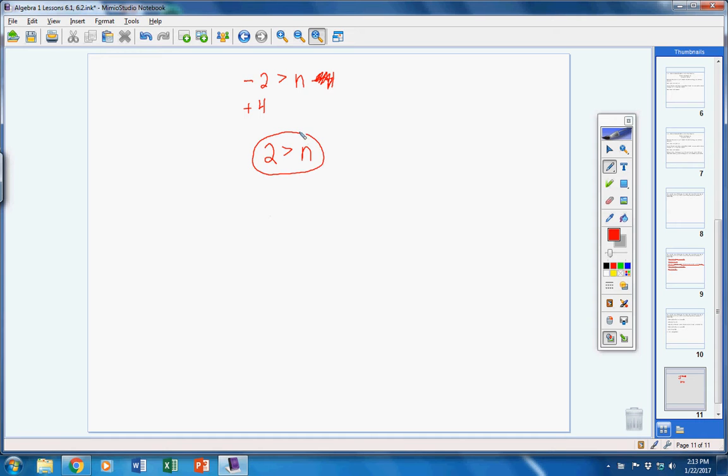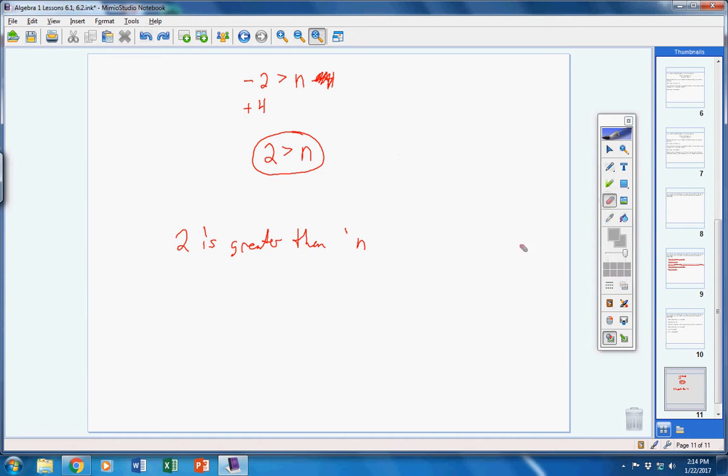Now a lot of students would read this like this: 2 is greater than n. 2 is greater than n. Okay? Do not read your answer like that. Okay? Do not.